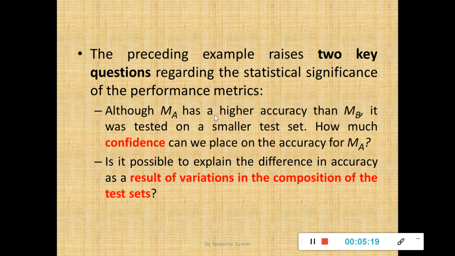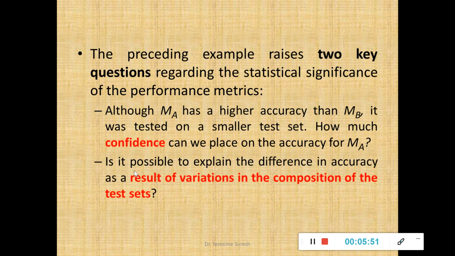Even though model A has higher accuracy than model B, 85 greater than 75, it was tested on a smaller test set, because model A is using 30 samples, model B is using 5000 samples. How much confidence can we place on the accuracy of model A? Just because model A has 85% accuracy in comparison to 75, I will not choose it. I'll get the confidence on model A or B if it has been tested for more number of samples or instances in the given data set.